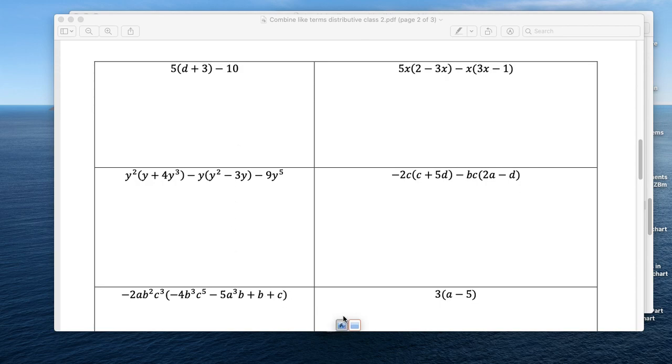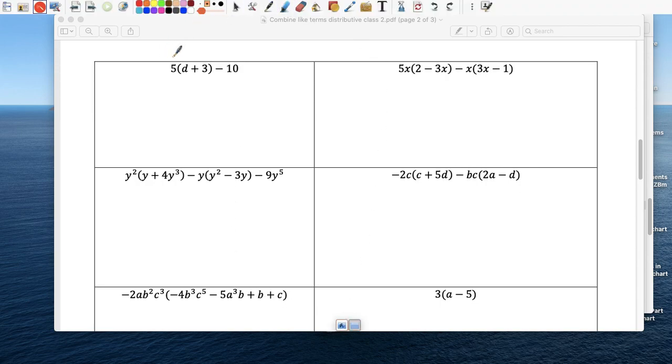Okay, so distributive property: 5d plus 15 minus 10, combine like terms, and combine this and this, 5d plus 5. Distributive property here, and distributive property here.